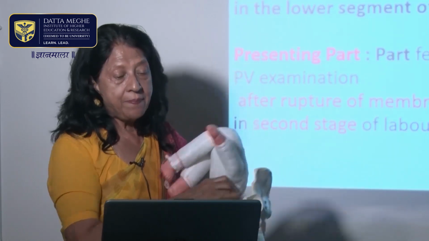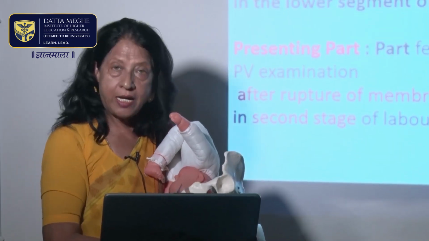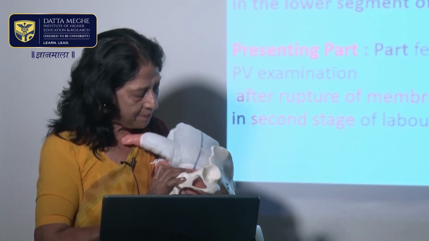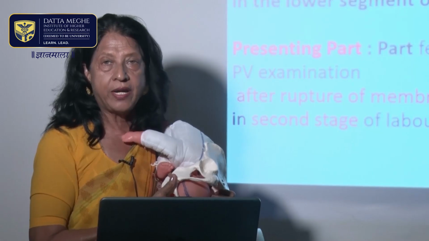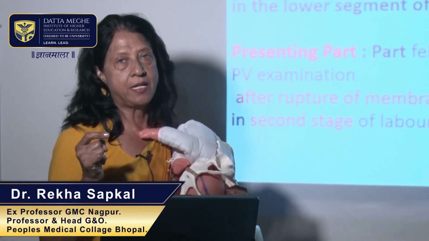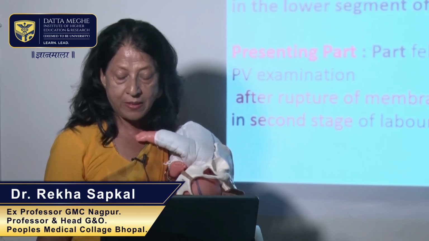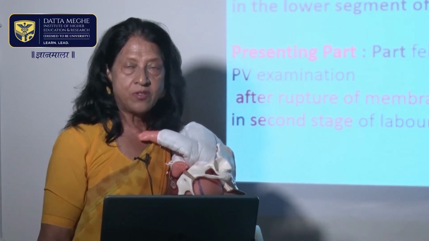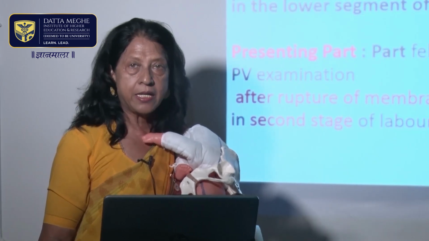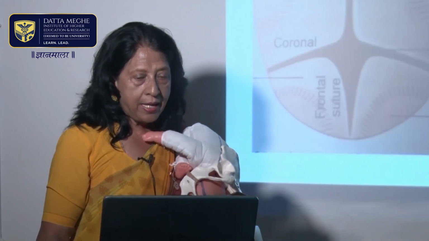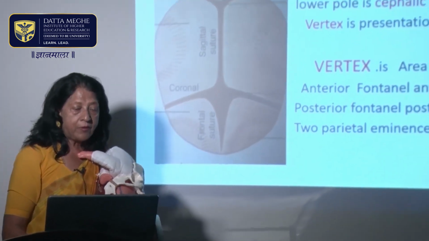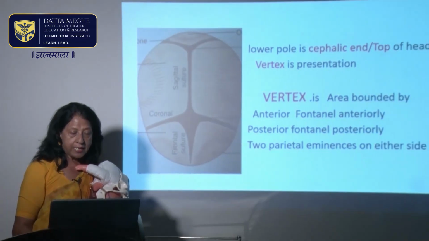What is the presenting part? The part felt on PV examination in a given presentation is the presenting part. So, presentation is different. The presenting part is made out only after per vaginal examination, after rupture of membranes when the patient is in labor. That is how we decide what the presenting part is in a given presentation. Hence, when it is a vertex presentation, vertex is the area we have described.